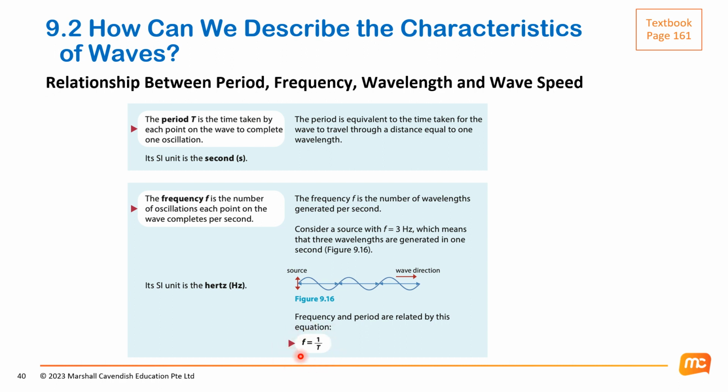So the longer the period, the smaller the frequency, and vice versa. If I have something with a very short period, that means it has a very high frequency because it repeats many, many times every second.